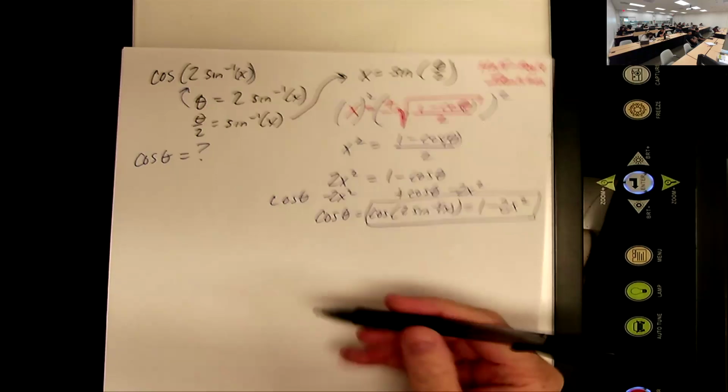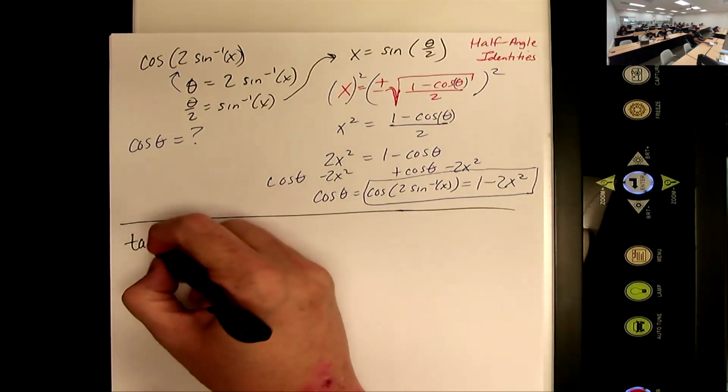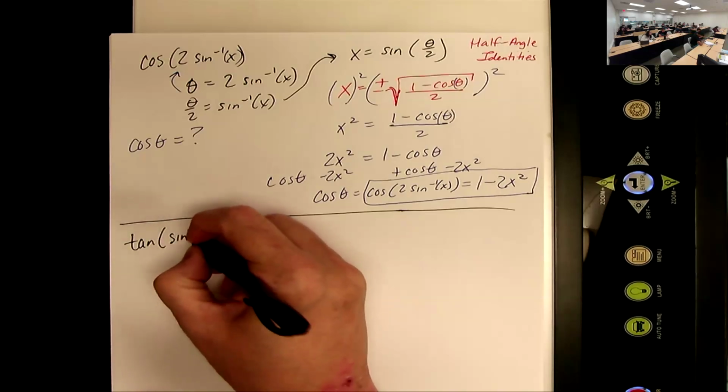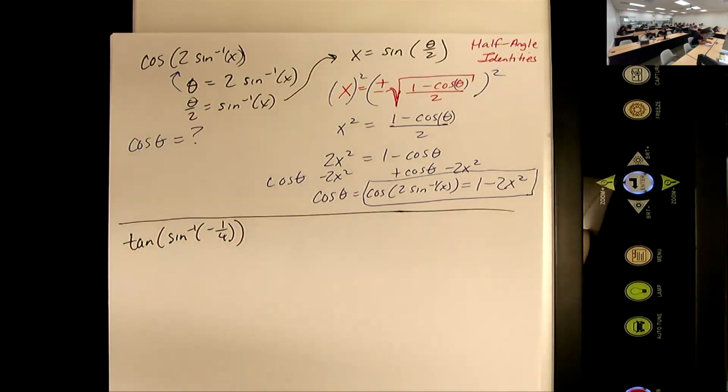Things get a little bit easier if we don't have a variable in there. So let's say we're doing tangent of sine inverse negative 1/4. Big refresher in an hour. We can't hit everything, obviously, but we'll have a bunch of the weird things that you'll use.